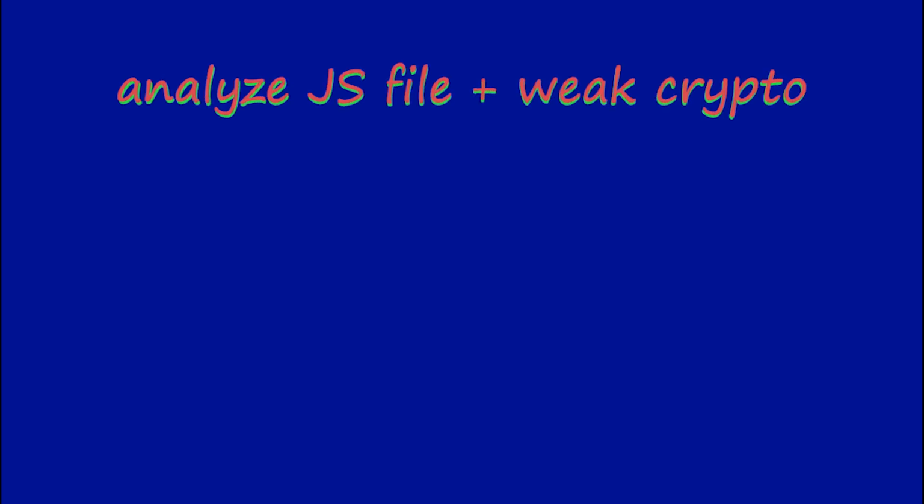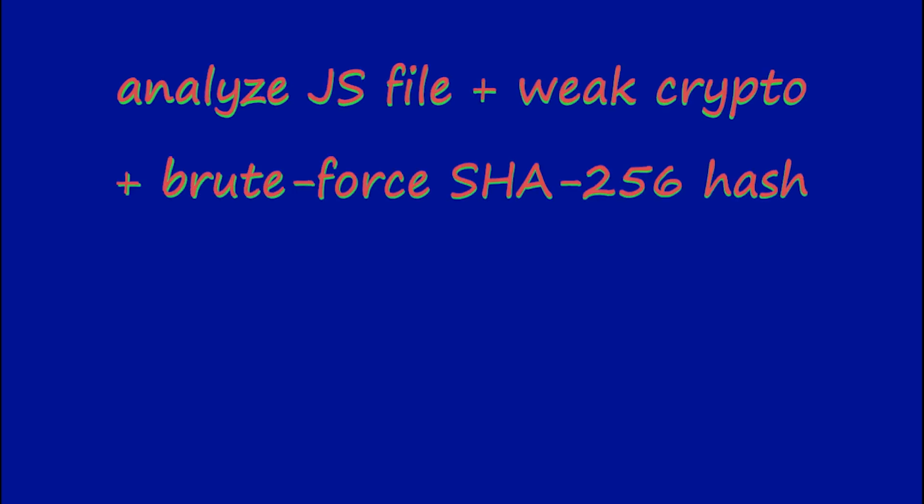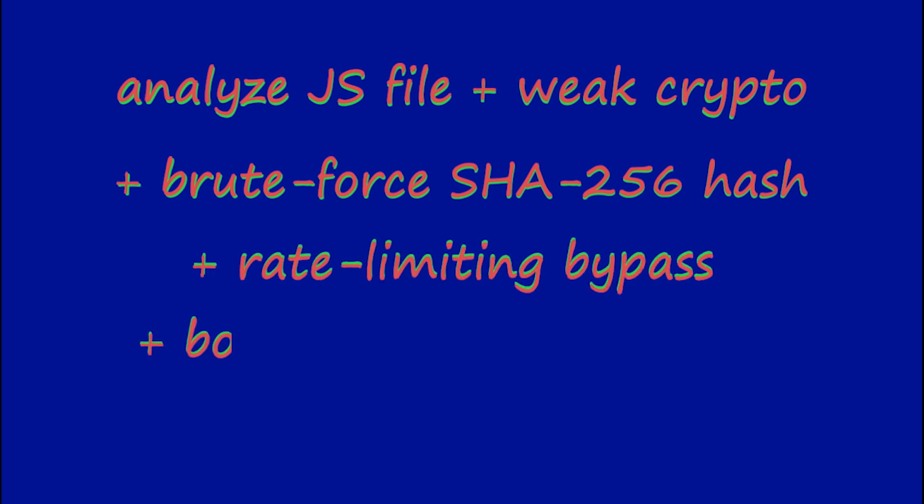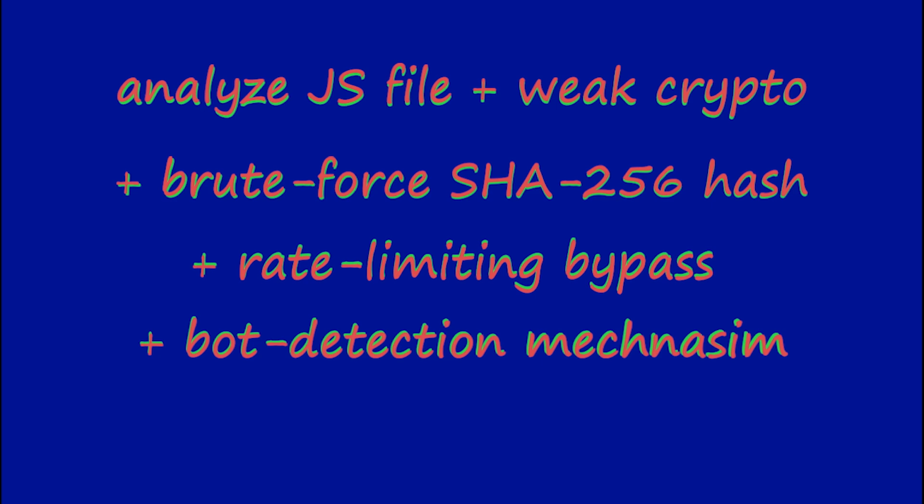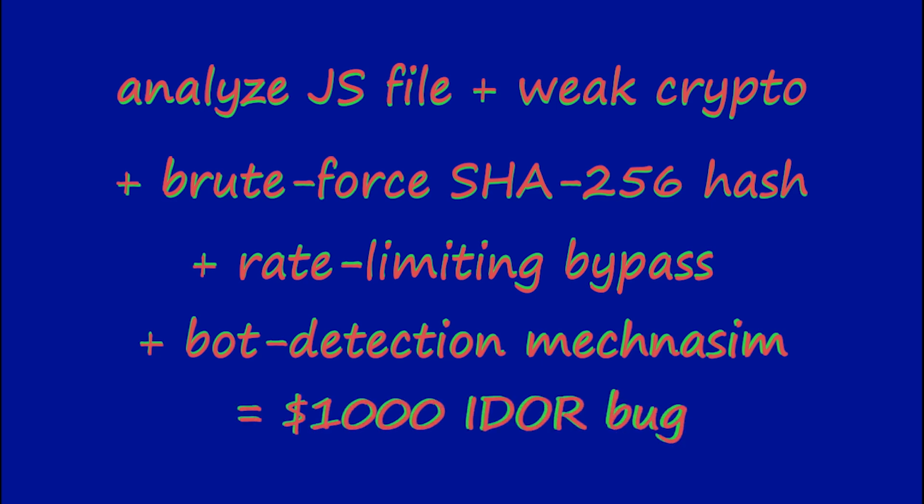A couple of months ago, I was invited to a private bug bounty program on HackerOne, and I found some interesting bugs that I want to talk to you about. In this video, I will show you how I analyze a JavaScript file to discover a weak cryptography implementation, to brute force a SHA-256 hash, and how I bypass rate limiting and bot detection mechanism to exploit a critical IDOR vulnerability.